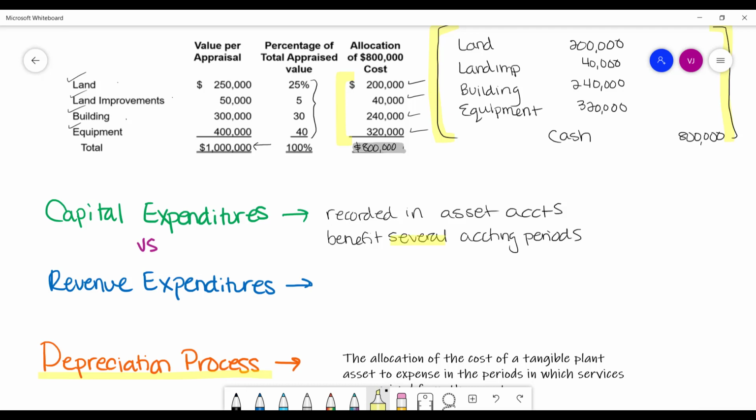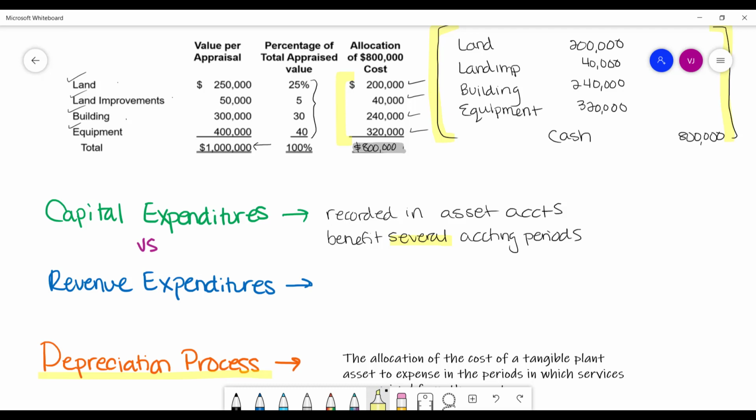So for example, land improvements. That is, the cost associated with improving land is going to benefit several accounting periods. So we would create an asset account for those expenditures instead of just expensing them out. Anytime any expenditure is incurred that we know we're going to benefit from, not just this period, but several periods to come, would be considered a capital expenditure.